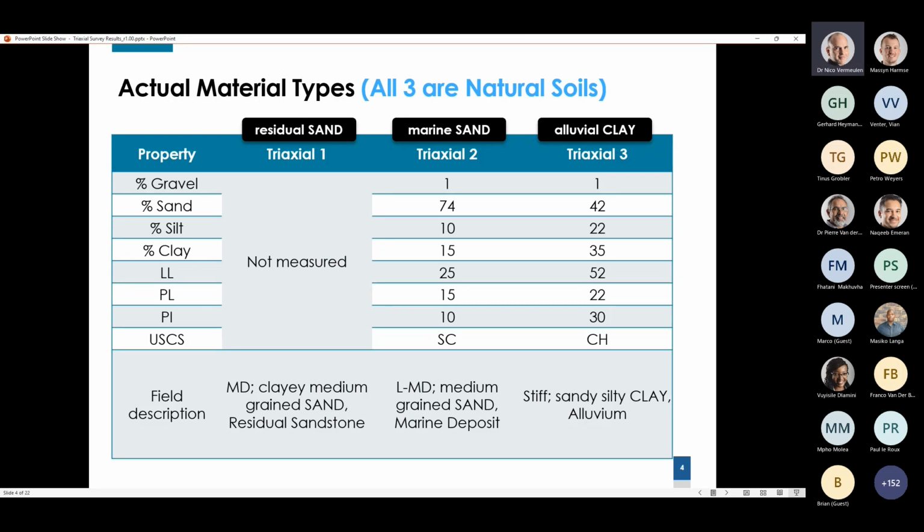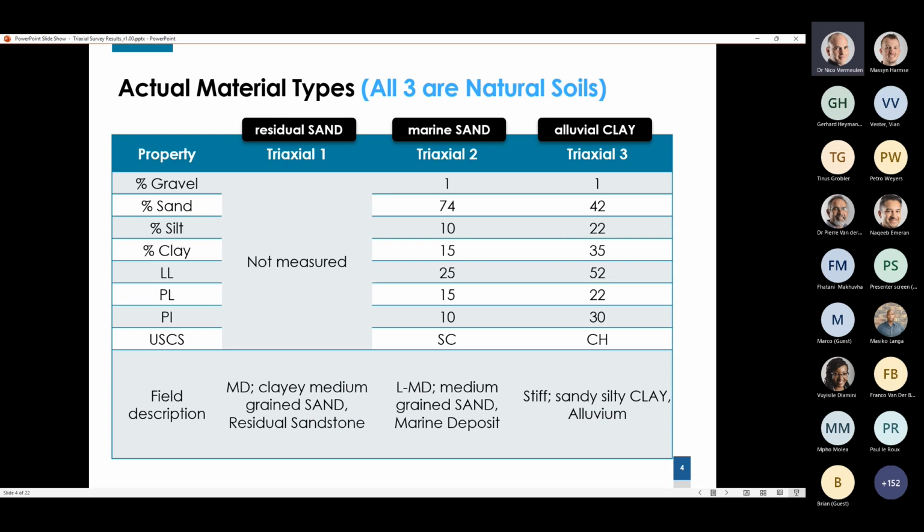This slide just shows some of the indicator parameters of the 3 samples of which the triaxial results you were sent. They, as I've mentioned already, were natural soils. The first sample, triaxial number 1, comprised a residual sand. The next one was a marine sand, and the final sample, an alluvial clay. And you can, for yourself, browse through some of the numbers reported on this slide.